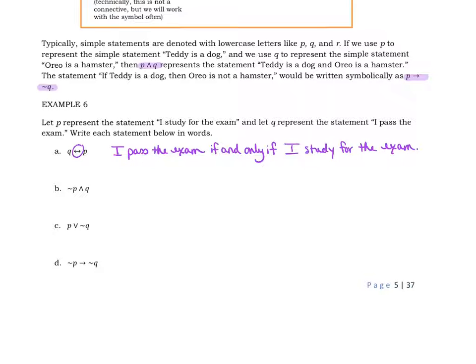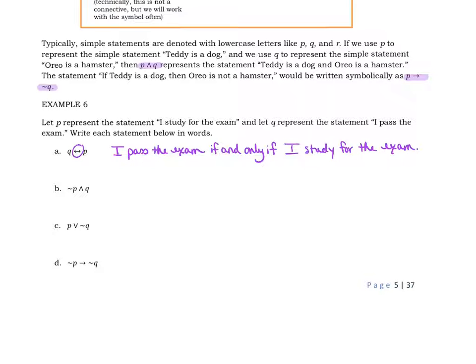So you can certainly put in a future tense. I will pass the exam if and only if I study. And I'll mix up the tenses just a little bit throughout the examples and give you some other options as well.